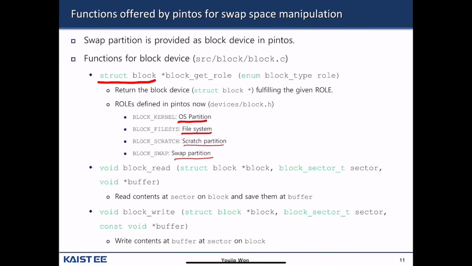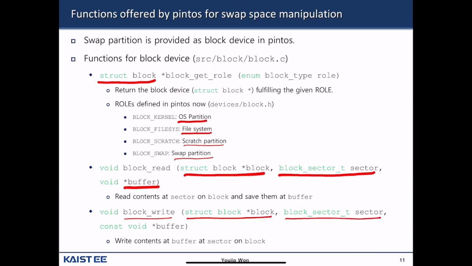The second one is block_read. It has 3 parameters: a pointer to the block device, then the address in the block device, and a pointer to the memory. It reads the contents of the sector on the block and saves them at the buffer. The other one is block_write. It has 3 parameters, as in the case of block_read. The first one is a pointer to the block device. The second one is the address within the block device. And the third one is a pointer to the memory. It writes the contents of the buffer to the sector on the block.